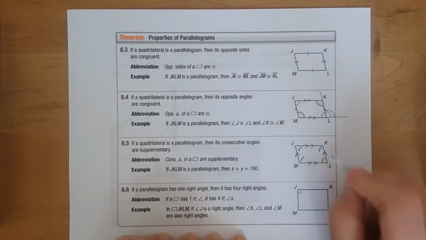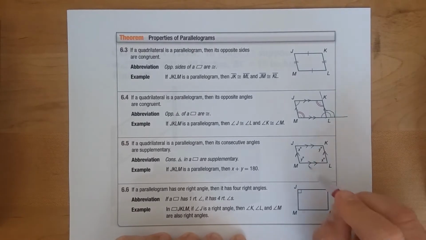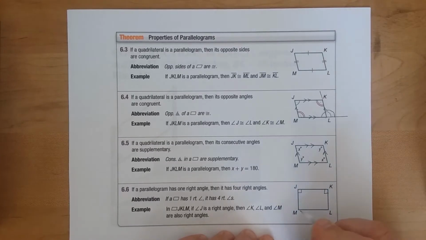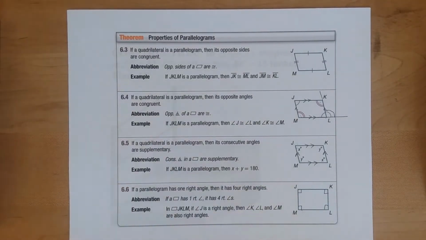Likewise, M and L are also consecutive interior angles, and that means they are going to add up to 180 as well. And lastly, we have 6.6, which tells us if a parallelogram has one right angle, then it has four right angles. And that means that your parallelogram happens to be a particular type of parallelogram called a rectangle, which we're going to study more later in this chapter.